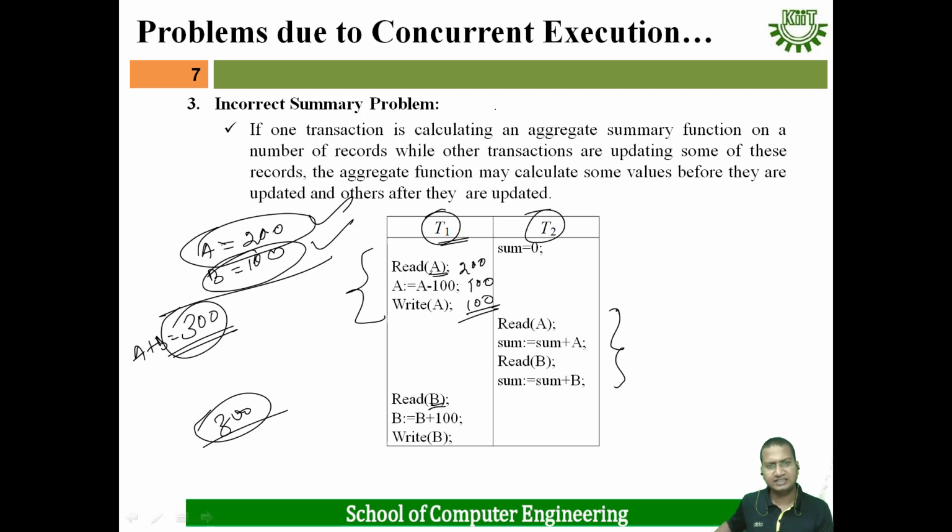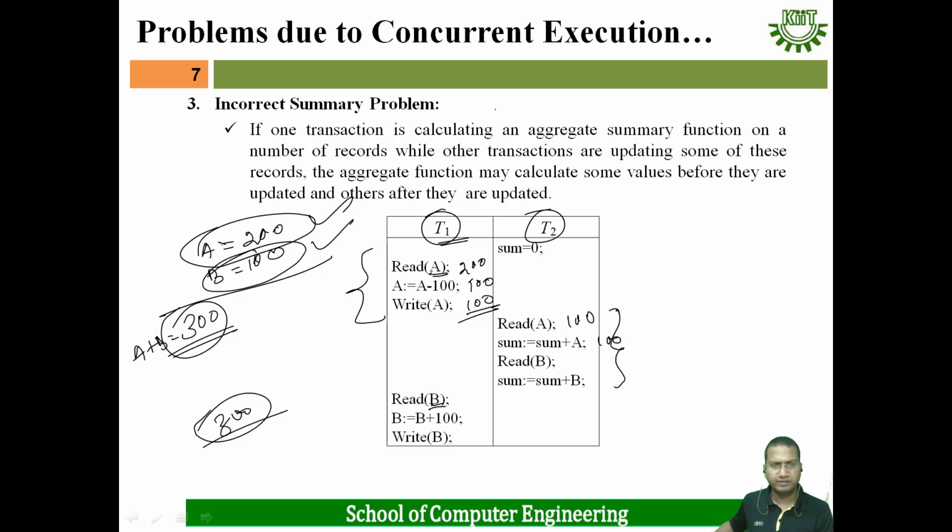Then read A, as it has been written as 100 in your buffer. When the second transaction reads A, first it will check local memory; no update is there, 100 is there, so it will read 100. Then sum = sum + A, sum is 0. That means sum = 0 + 100, so sum = 100.